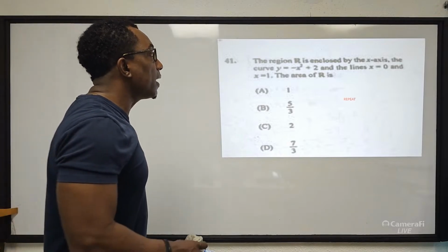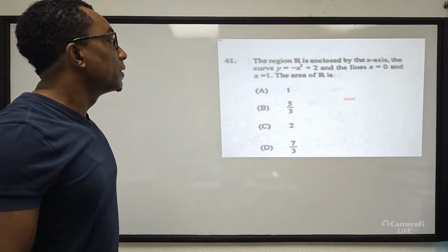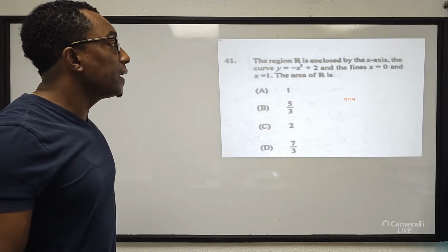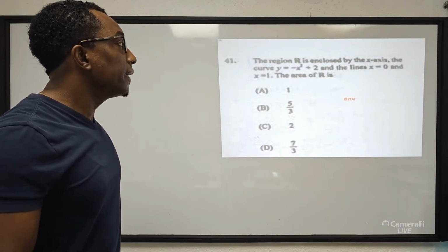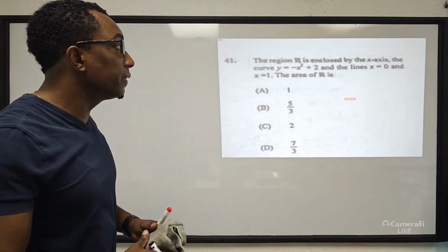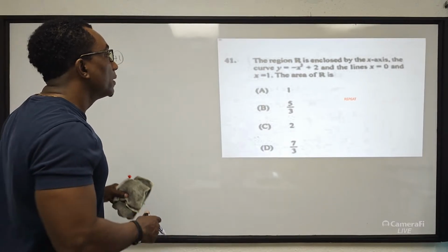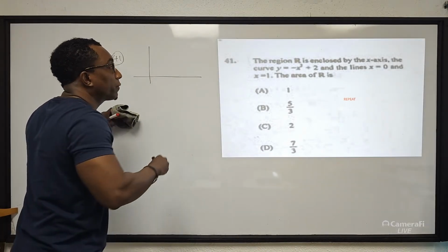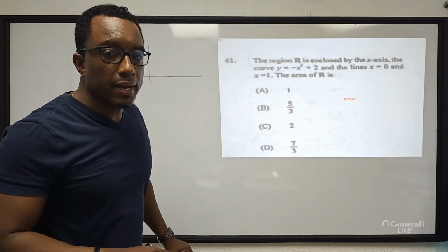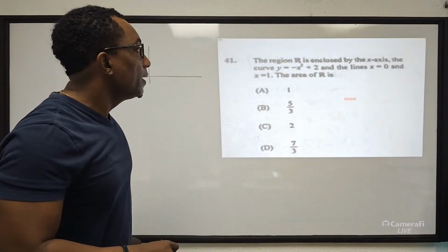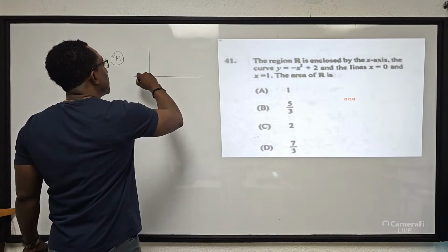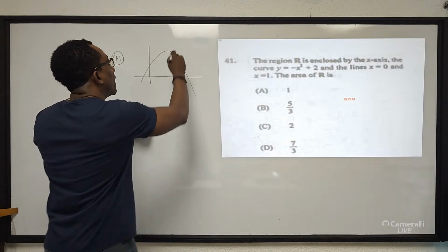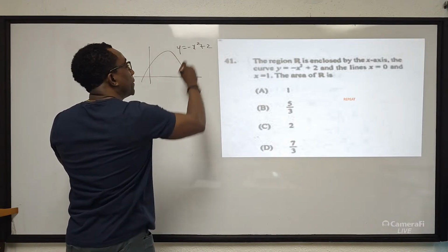The region R is enclosed by the x-axis, the curve y is equal to negative x squared plus 2, and the lines x equal to 0 and x equal to 1. What is the area of the region R? Let's assume this is our function, y is equal to negative x squared plus 2.